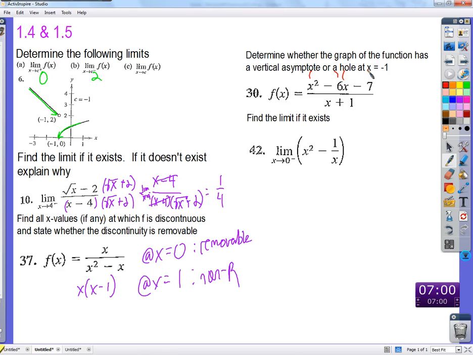Factor the numerator. We've got two x's, x times x is x squared. We're going to multiply to get negative 7. x minus 7 and x plus 1. Seven and positive 1. And we make sure that the x term would be negative 6, which it would be. Okay? Well, we have common factors of x plus 1. So what does that mean? It's a hole. It's a hole where? At negative 1. Negative 1. So at x equals negative 1, we have a hole.